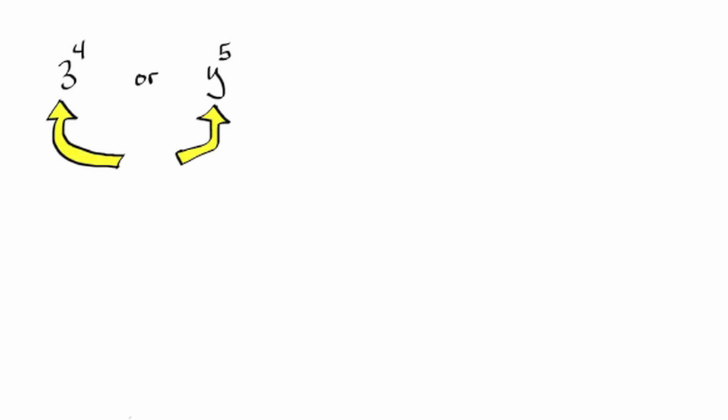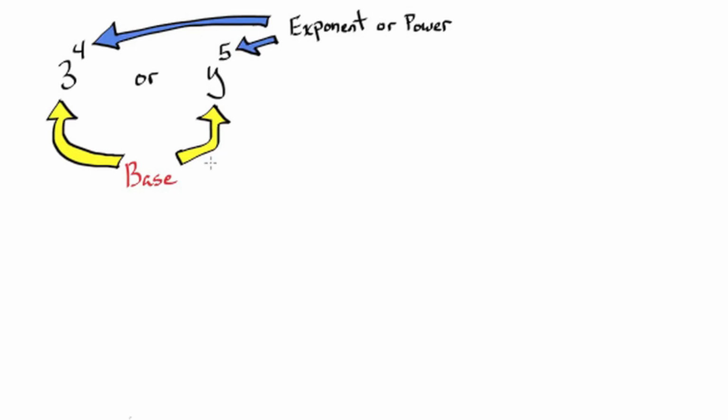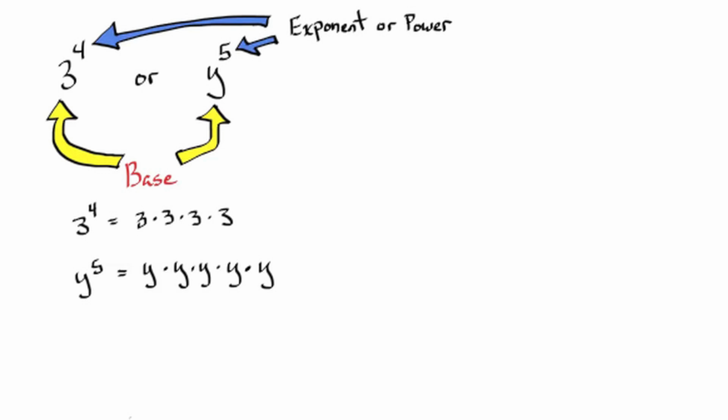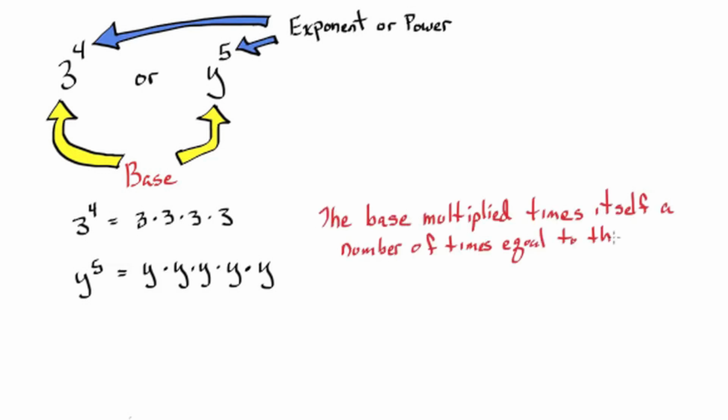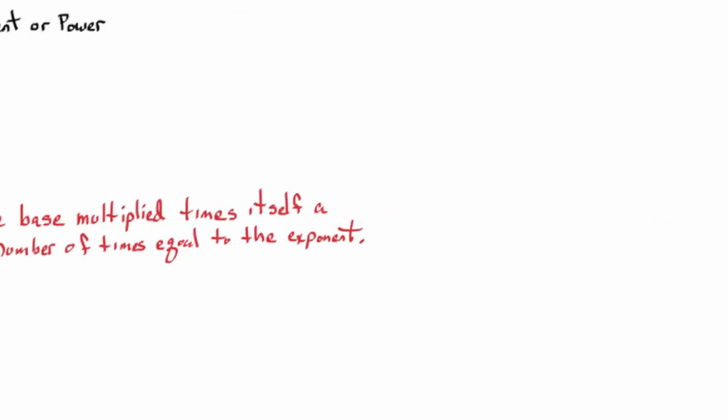Here we have two terms, 3 to the 4th and y to the 5th. The exponent tells us how many times we multiply the base times itself. So 3 to the 4th means 3 times itself 4 times. Y to the 5th means I multiply y times itself 5 times.